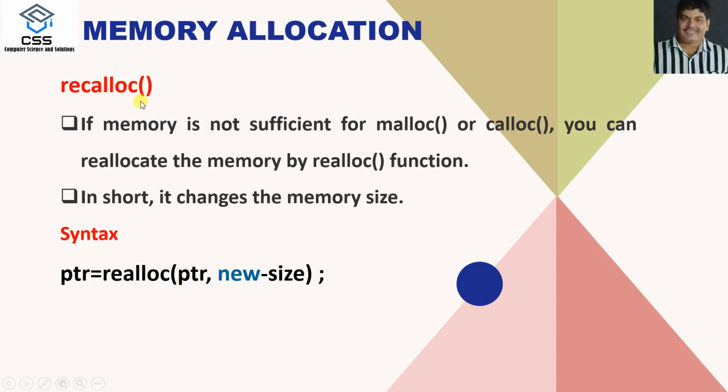Then what is the work of realloc? As I have previously told, if the memory allocated by malloc and calloc is not sufficient, it will be resized with the help of realloc. How do you reallocate? Pointer variable, realloc, ptr, which is the memory allocated by malloc or calloc, and new size, meaning the size you want to change to. The remaining thing remains the same.